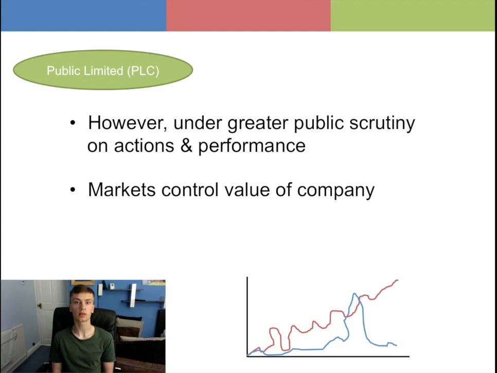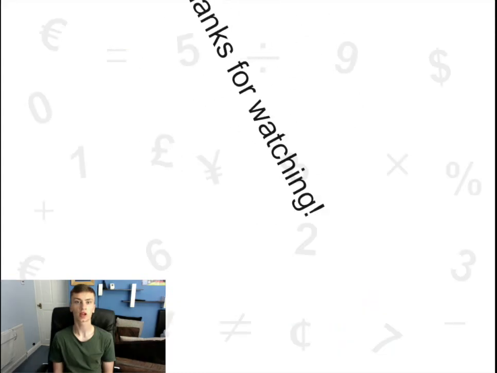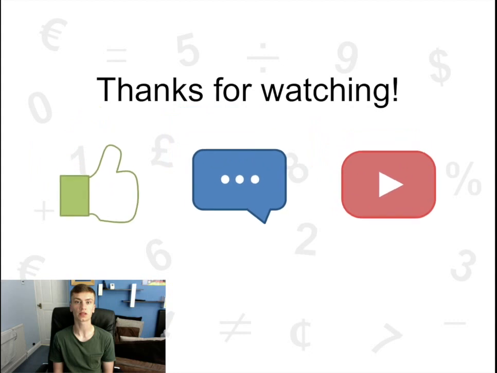Examples of public limited companies include a majority that are household names and exist on mainly every high street and shopping centre, and in the United Kingdom you would be able to exchange shares of them on the FTSE or NYSE in the US. So, that was the identification of different types of business entities.